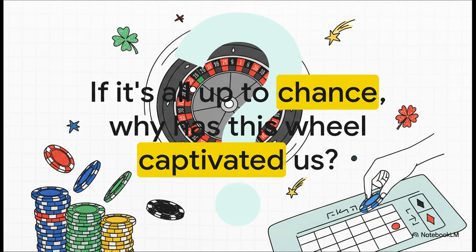And that brings us to a final, fascinating question, doesn't it? If it's all just random luck, why has this simple spinning wheel captivated us for hundreds of years? Well, maybe it's because for those few seconds, while that little ball is bouncing around, the math of probability just kind of goes away. Anything seems possible, and it's that thrilling moment of pure hope right before reality sets in that keeps us coming back to the wheel.